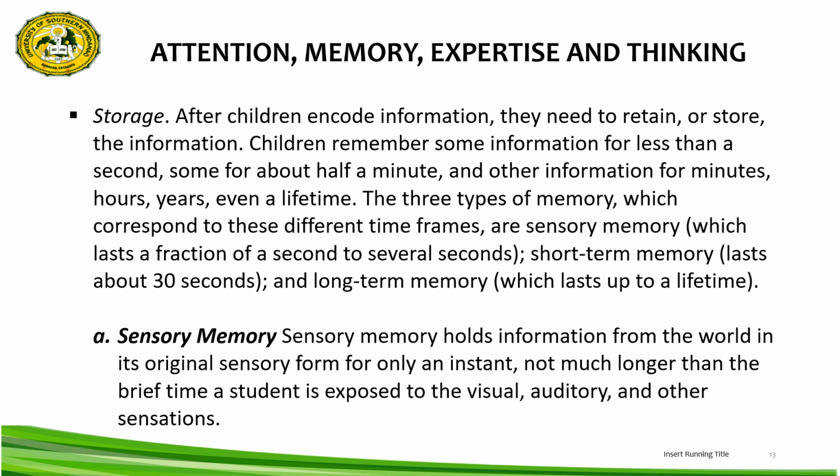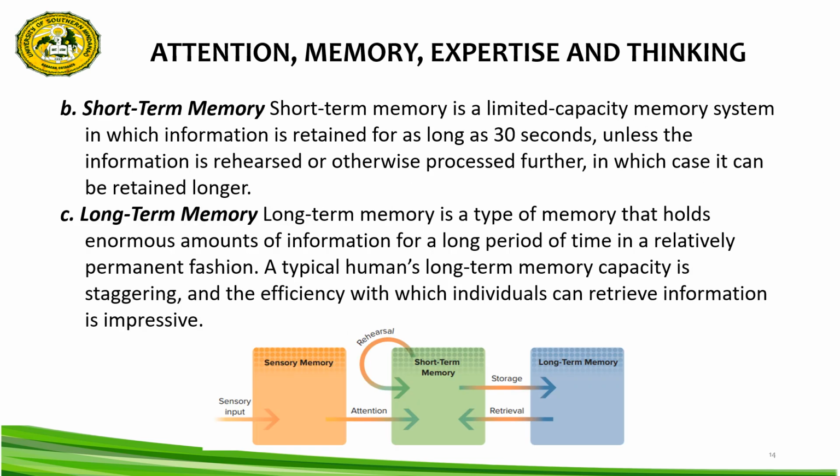Starting with the first type of memory, we have our sensory memory that holds information from the world in its original sensory form for only an instant, not much longer than the brief time a student is exposed to the visual, auditory, and other sensations. The second type of memory is our short-term memory, which is defined as a limited capacity memory system in which information is retained for just as long as 30 seconds, unless the information is rehearsed or otherwise processed further, in which case it can be retained longer.